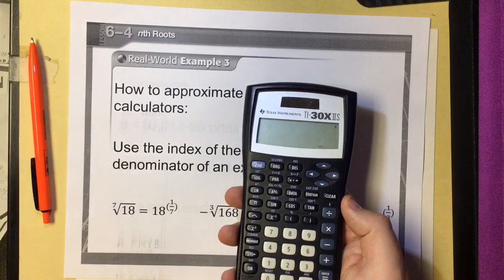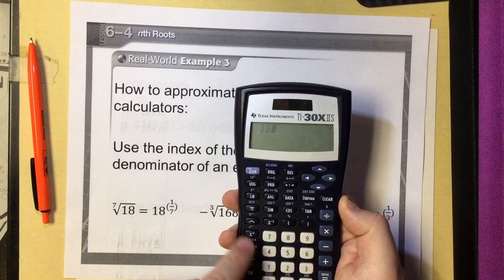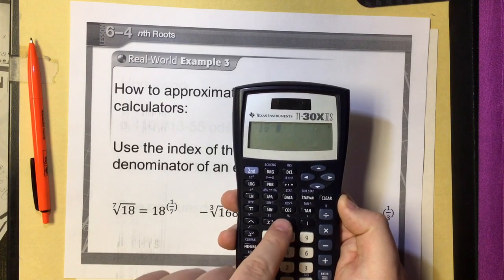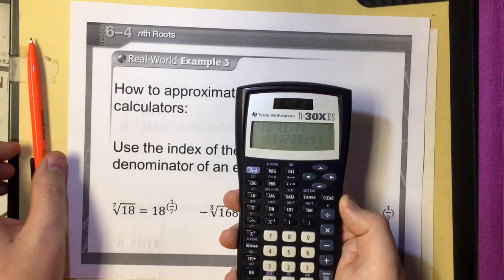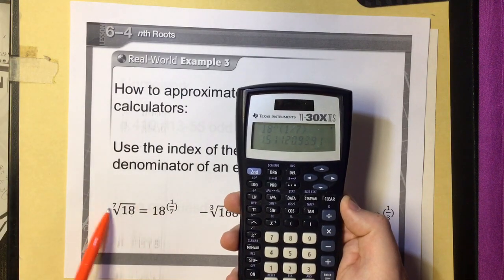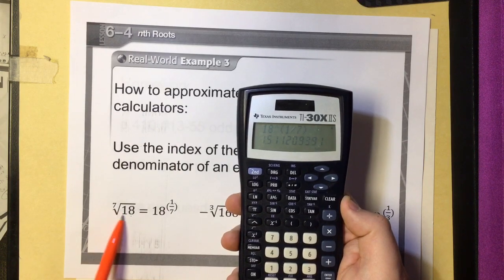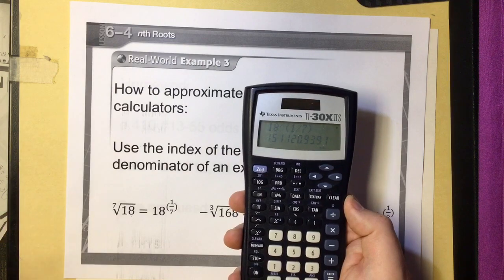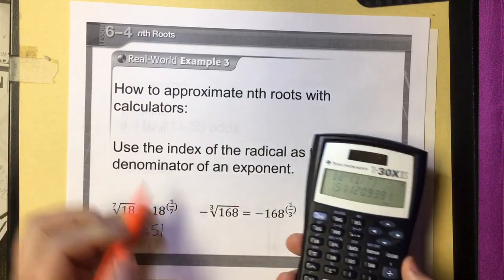We'll talk more about why that works in future lessons, but in my calculator I do 18, use your exponent button, and then in parentheses 1 divided by 7. The 7 is because that was my index. You do 1 divided by whatever the index is. So the radicand to the 1 divided by index power. In this case, that's right around 1.51.